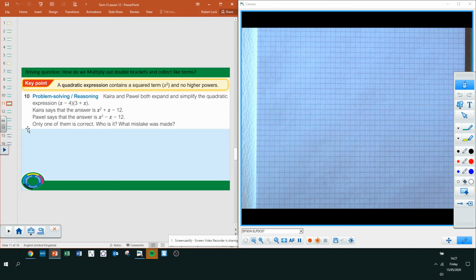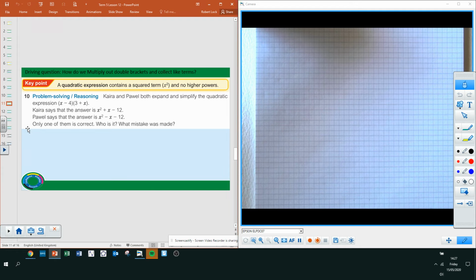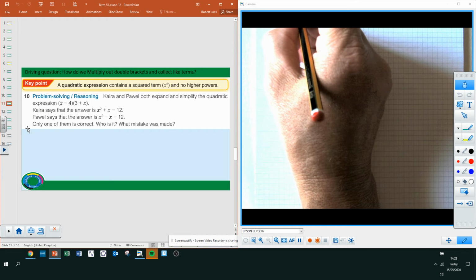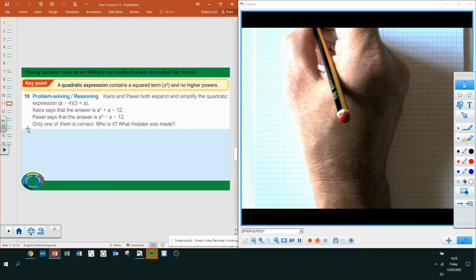Kira and Powell both expand and simplify the quadratic expression x minus 4, 3 plus x. Kira says the answer is x squared plus x minus 12, and Powell says the answer is x squared minus x minus 12. Only one of them is correct. Who is it? What mistake was made? So we need to know, here is x minus 4 and 3 plus x.